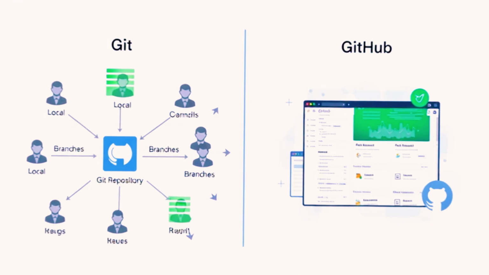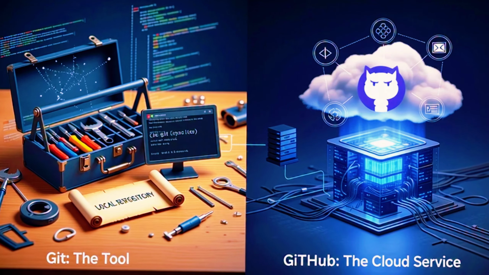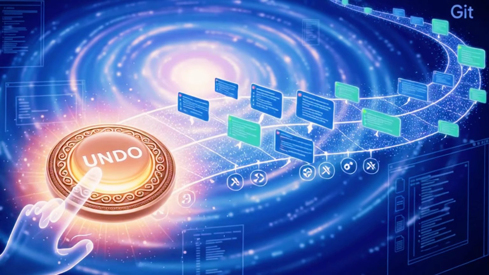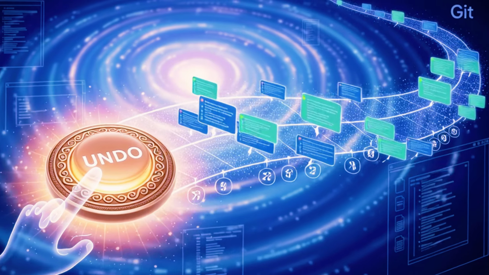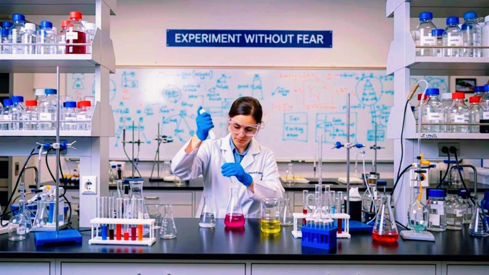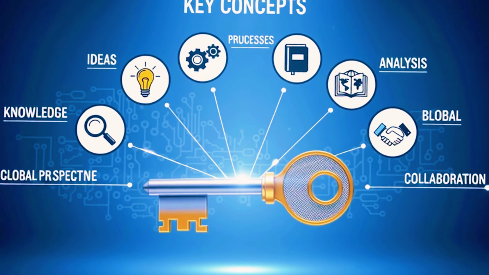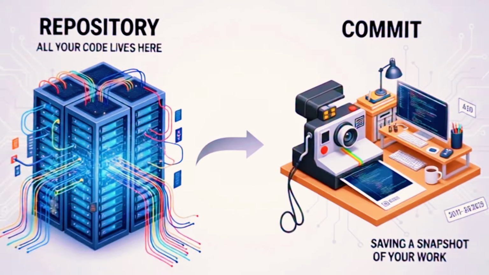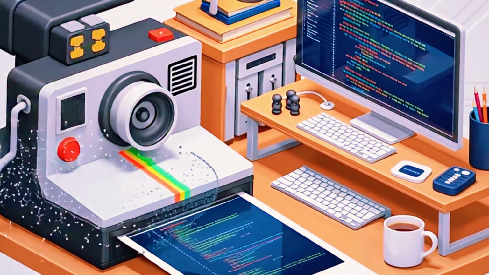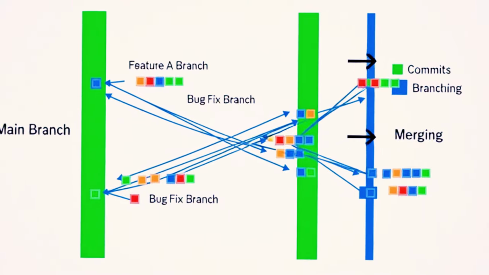So what is Git really? Git is a version control system that tracks changes to your code. It's important to understand the difference between Git and GitHub. Git is a tool, while GitHub is a cloud service where you can host your code. Think of Git as a magical undo button for your code, where every change is saved in a timeline, allowing you to experiment without fear.